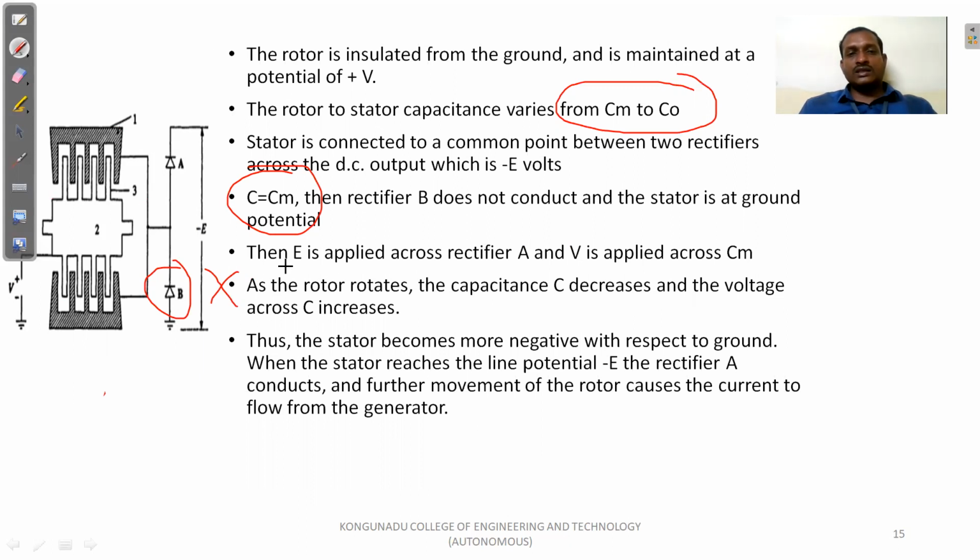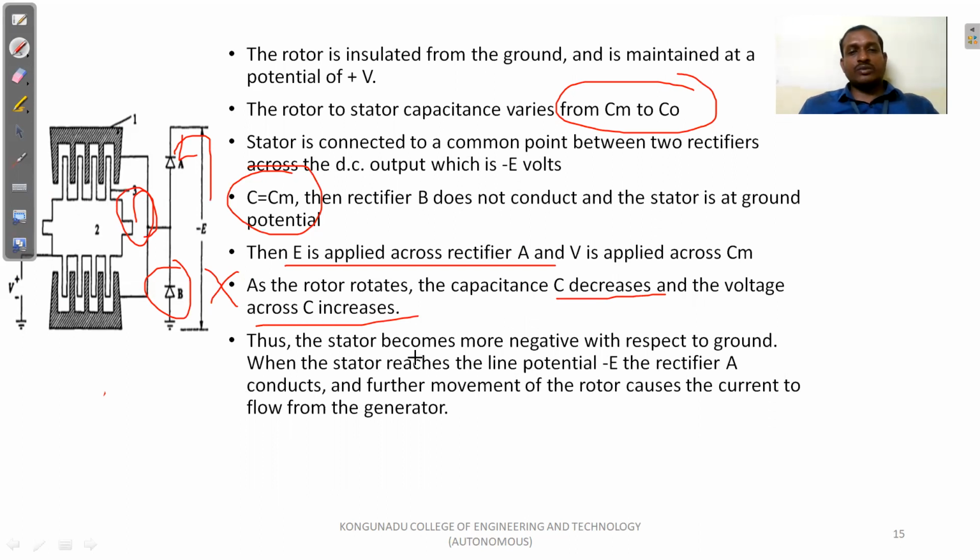So E is applied across the rectifier A, and V is applied across the rotor capacitance Cm. As the rotor rotates, the capacitance C changes: C decreases and the voltage across C increases. Capacitance decreases means the voltage across C increases.